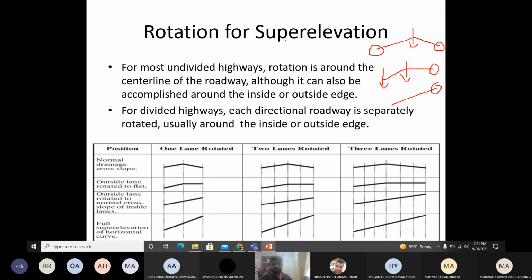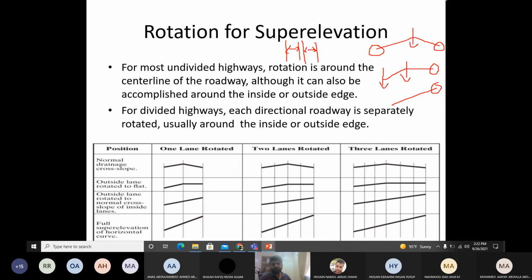Okay, so let's say this is the road, and between the two directions you have the median or something. So this direction will achieve super elevation separately, and this direction will achieve super elevation separately. But if it is an undivided highway without any median, then both directions will be rotated combined, around the inside edge, outside edge, center line, whatever it is. So it will be done combined.